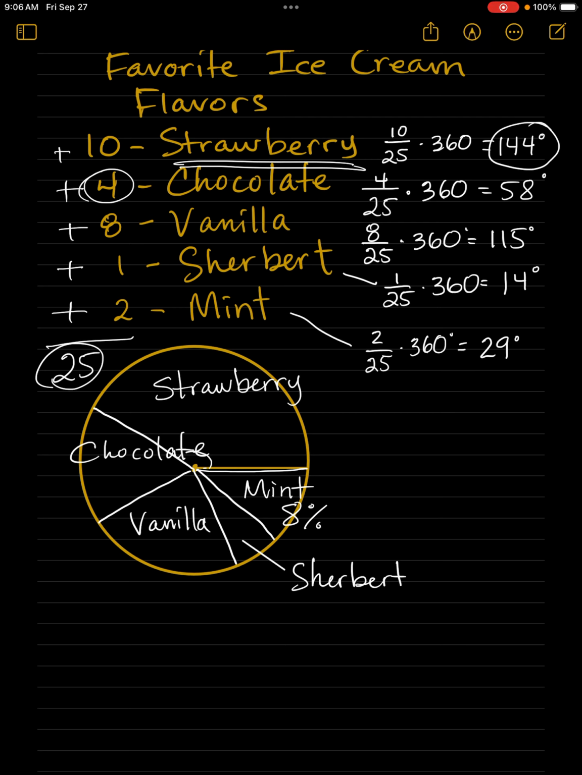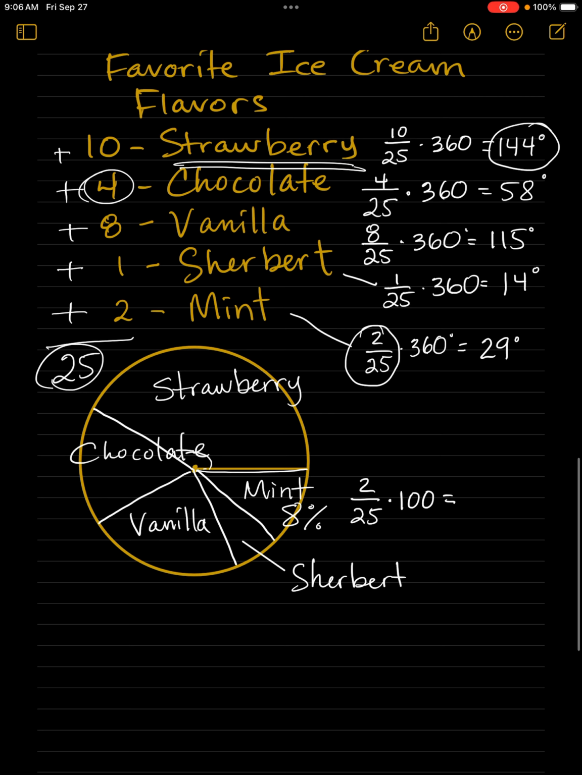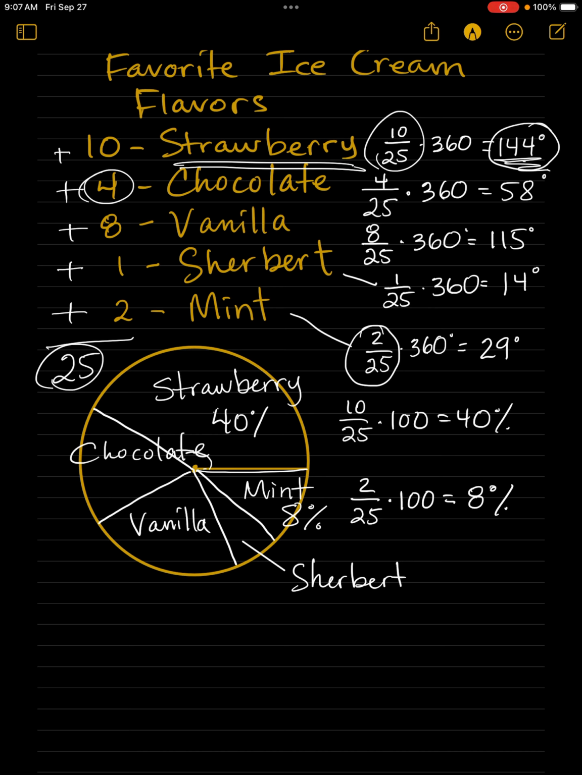Let me show you how I got the 8%. To figure out the percent, we're going to take the same fraction, but this time we're going to multiply by 100 instead of the 360. And that's how you get the percentage. So notice I'm not writing 144 degrees. I'm going to do 10 over 25 times 100, and that gives me 40. So I'm doing each percent, and that's what you write in your pie graph.